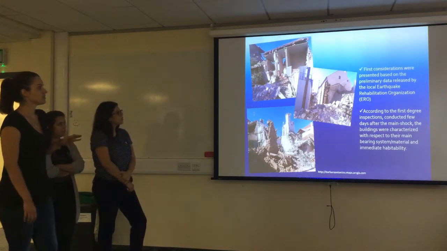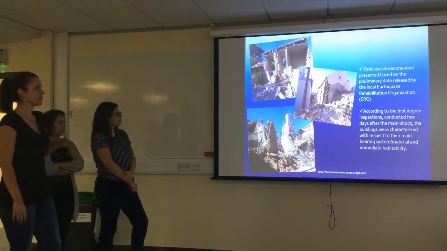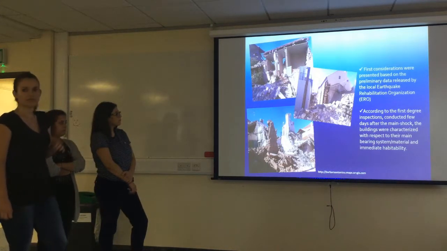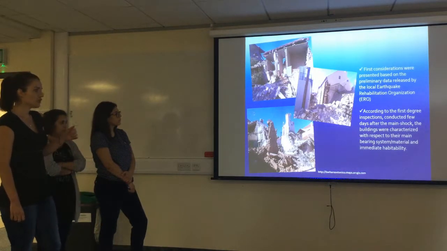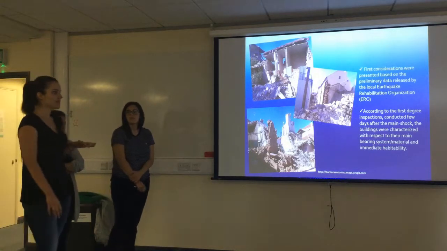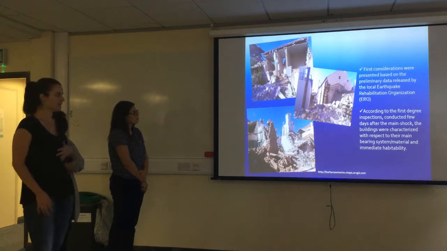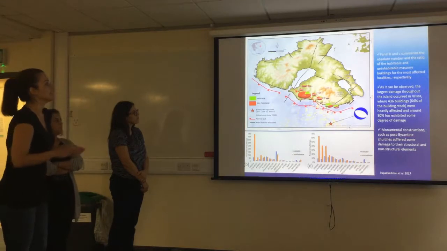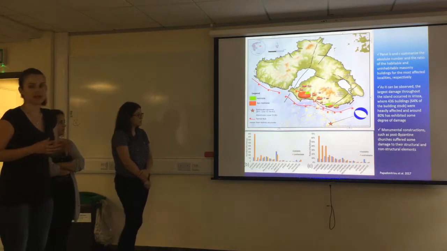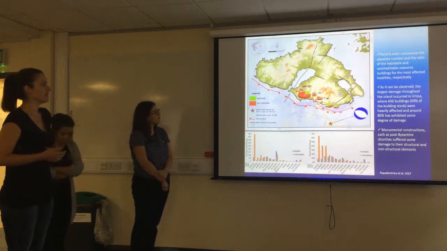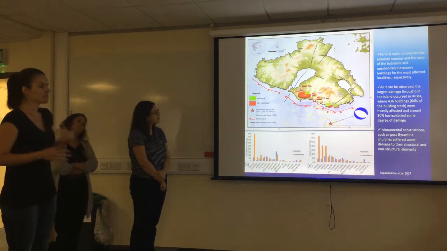First considerations were presented based on the preliminary data released by the local earthquake rehabilitation organization. According to the first degree inspection conducted a few days after the main shock, the buildings were characterized with respect to their main bearing system and material and immediate inhabitability. Here we see panels B and C summarize the absolute number and the rate of the habitable and uninhabitable masonry buildings for the most affected localities, respectively.